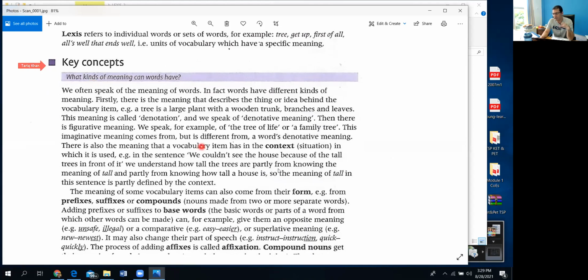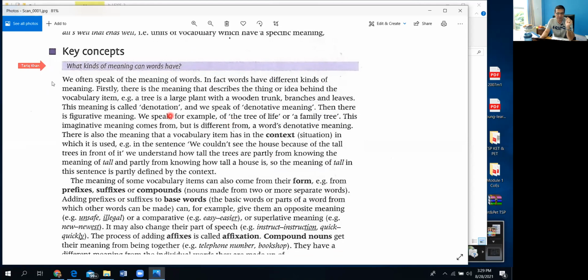Key concepts in every unit you will have, that is the main topic area we discuss in a unit. Alright, key concepts. Like you see, we often speak of meanings of words. We talk about words and meanings. That's the usual thing when we discuss language. In fact, words have different kinds of meaning, and they don't have one meaning, they have different meanings. There is the meaning that describes the thing or idea behind the vocabulary item. For example, tree is a large plant with a wooden trunk, branches and leaves.